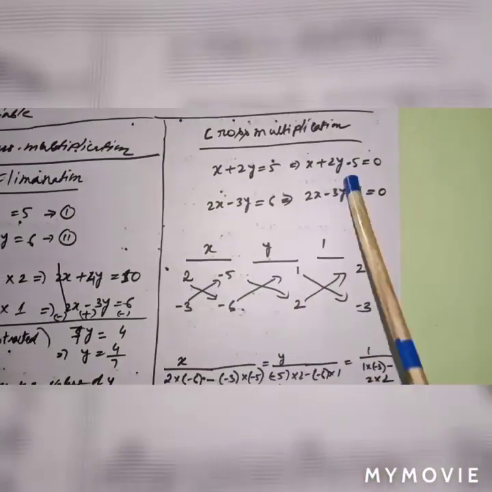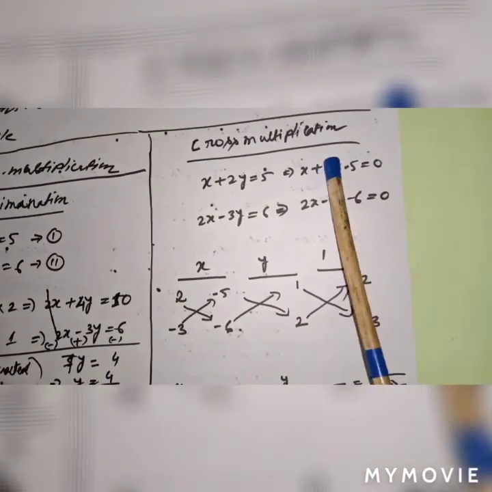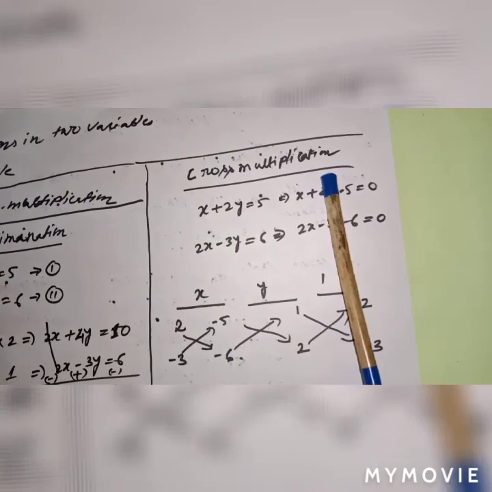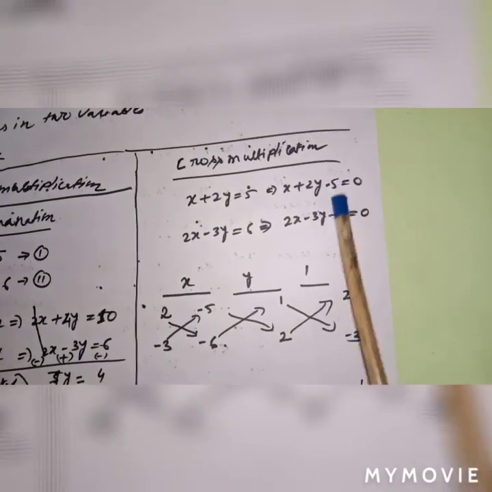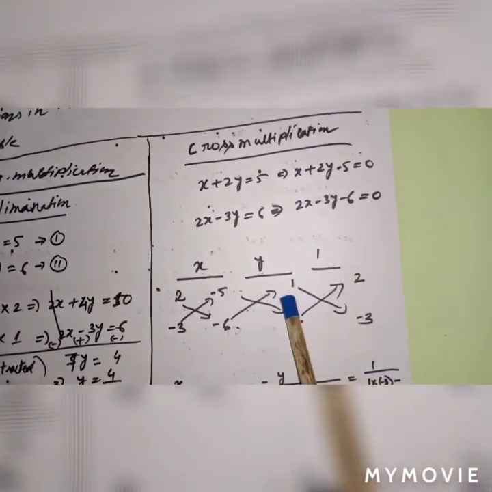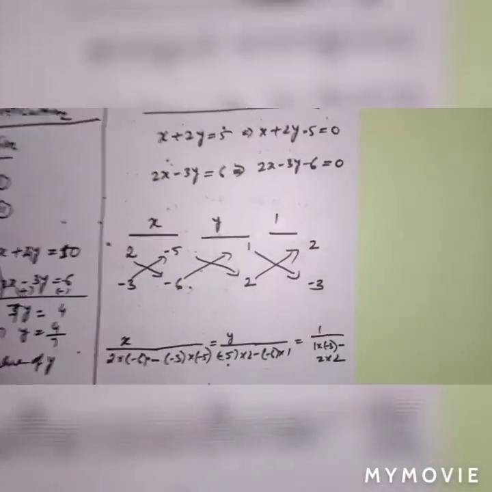Similarly for y, don't write the coefficient of y. You write serially, first the constant term, then the coefficient of x, because you are writing for y. So minus 5, minus 6 I have already written. So what is left? 1, 2. So 1, 2.